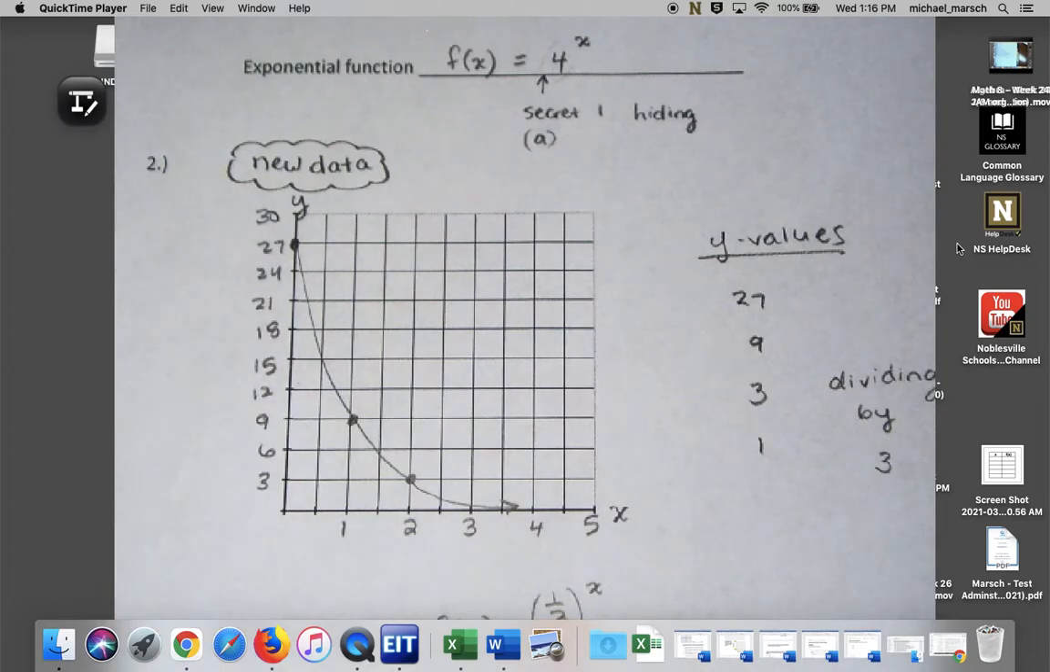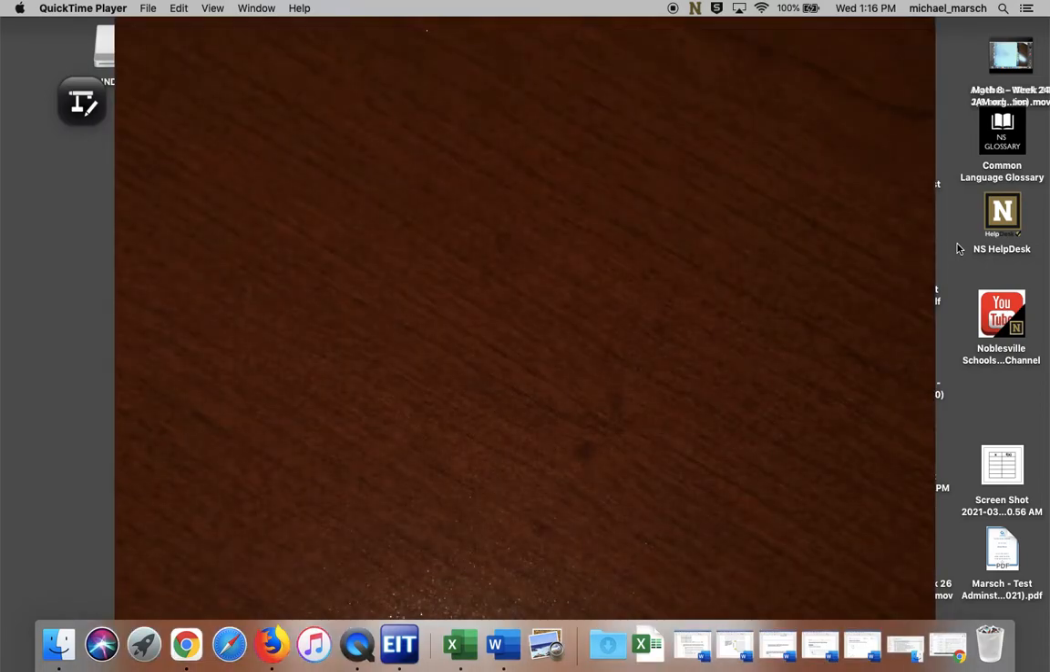Can I put this away? I'm not sure what that is. I don't think you should have to do this. No, the system of linear equations stuff. Yeah, you probably don't need that one as much.